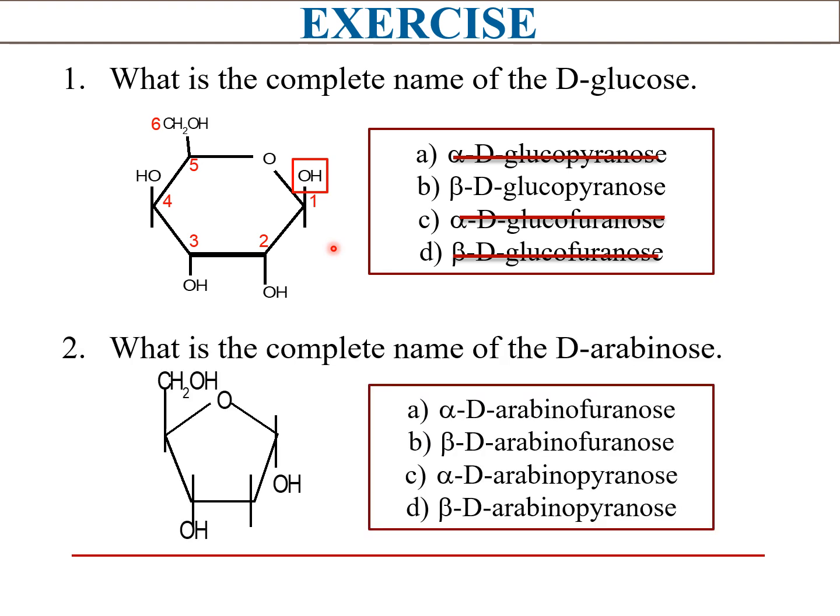Next question, what is the complete name of D-arabinose? So D-arabinose, if you make a count, one, two, three, four, five-member ring. So let's eliminate the pyranoses, that is C and D. And then what's left is to see whether the OH is downwards or upwards. Since it's downwards, then it is alpha D-arabinofuranose, which is the correct answer.